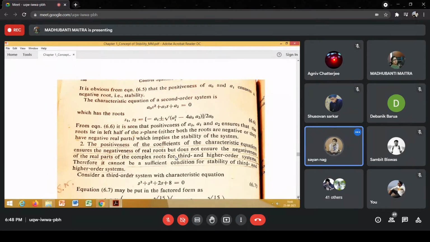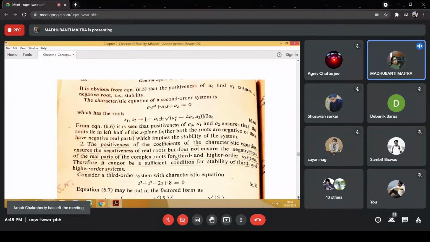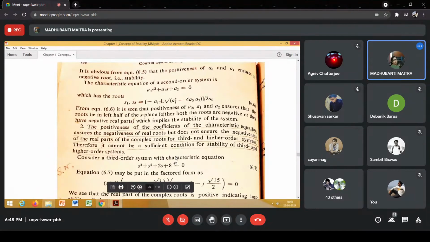The roots are minus 2 and 0.5 plus minus 1.93 j. In control systems, rather in electrical engineering, we use j. Mathematicians prefer the symbol i, whereas we prefer the symbol j. So these are the roots, right? Yes, so these are the roots.